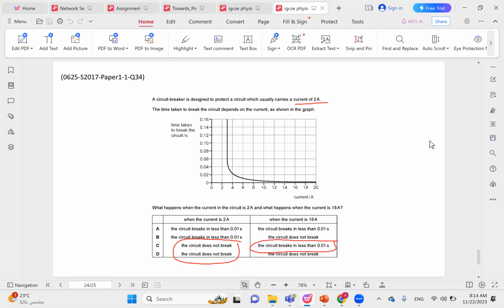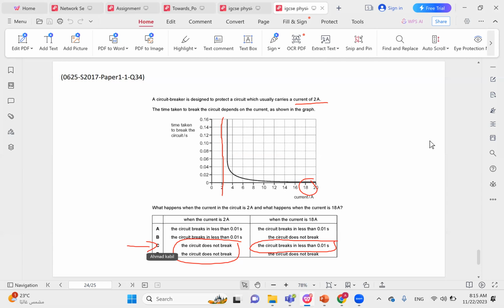And you can see this from the graph as well. At 2 amperes, pretty much nothing happens, right? The time taken to break the circuit is huge. It's very large. There's no circuit breaking occurring at all. But at 18 amperes, the time is almost zero. It's less than 0.01 seconds. And this is the proper functioning of a circuit breaker. In normal circumstances, the circuit should not break. The electricity should be allowed to flow.